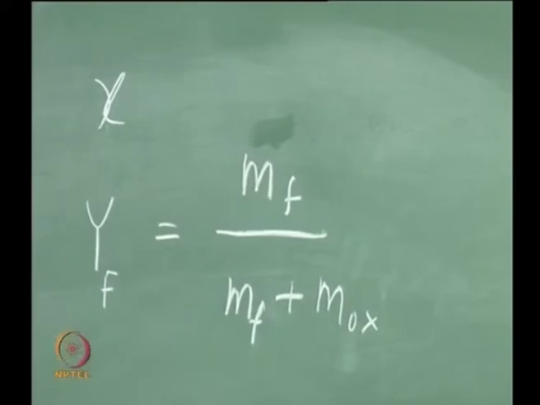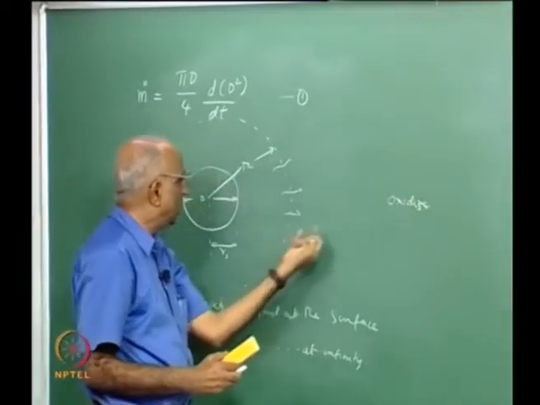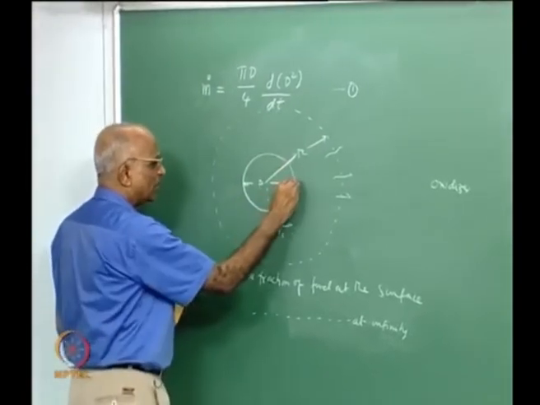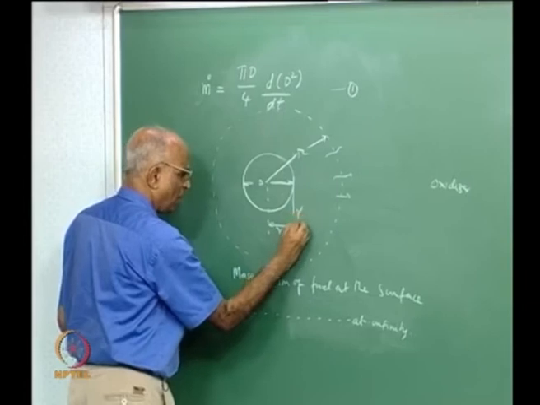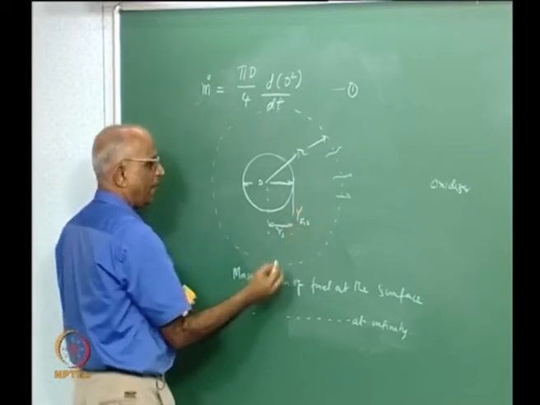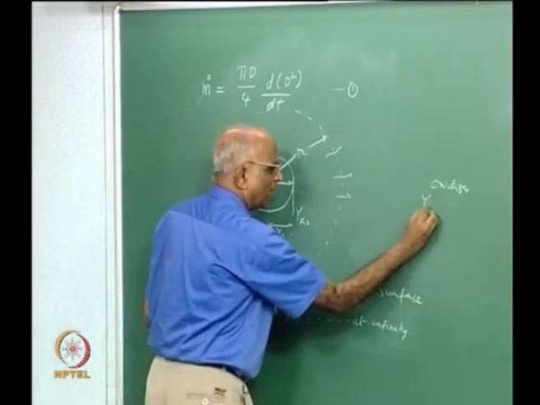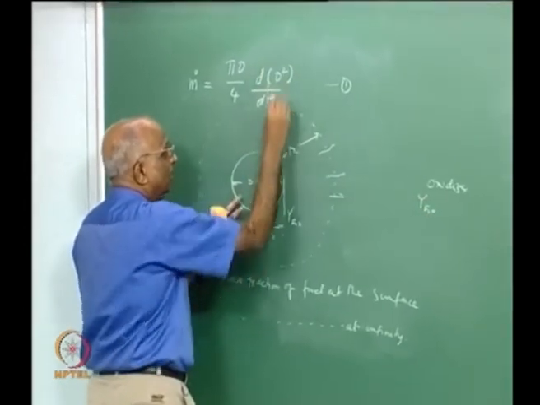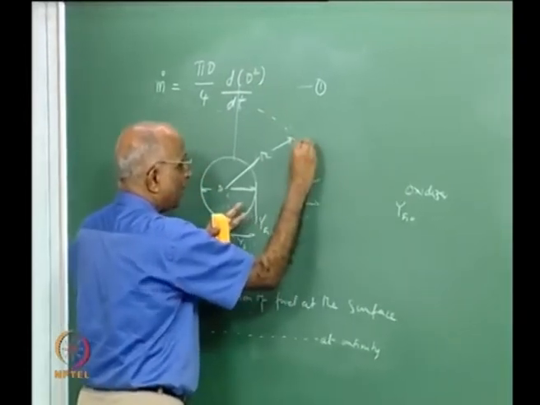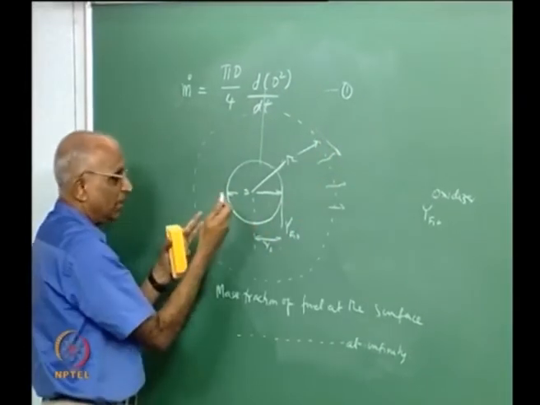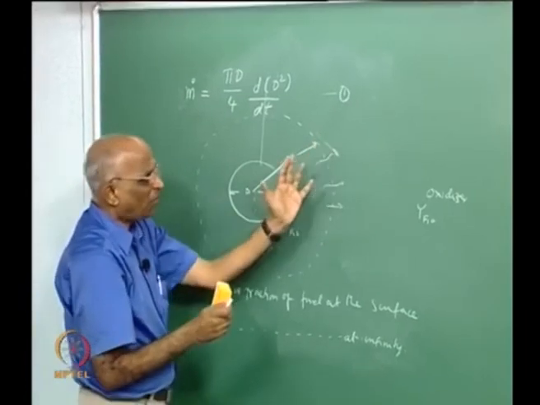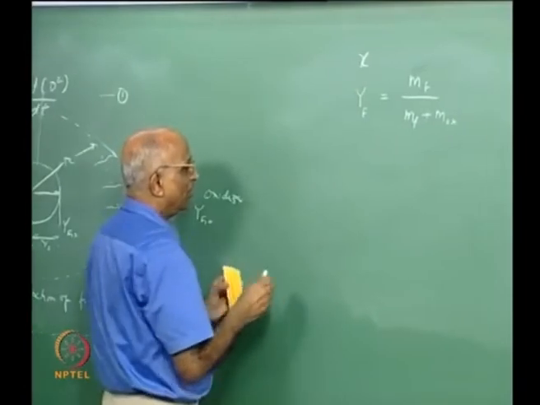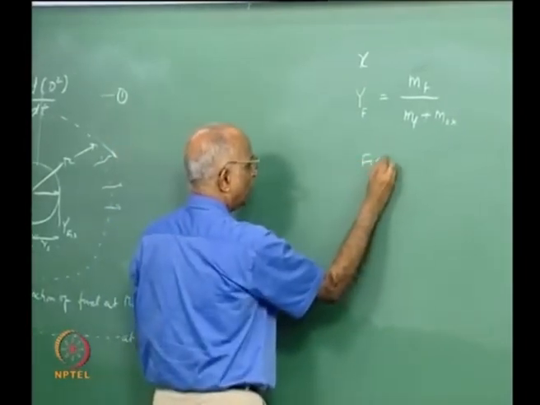At infinity the value could be 0 or a small number, at the surface the value could be a large value. Let us assume that the value at the surface I have to calculate, I say it is y f of s, and at infinity it is y f of infinity. Because of the variation in the mass fraction, I have mass which is migrating out. And what is the law which tells us the mass flux? We say that is Fick's law of diffusion.